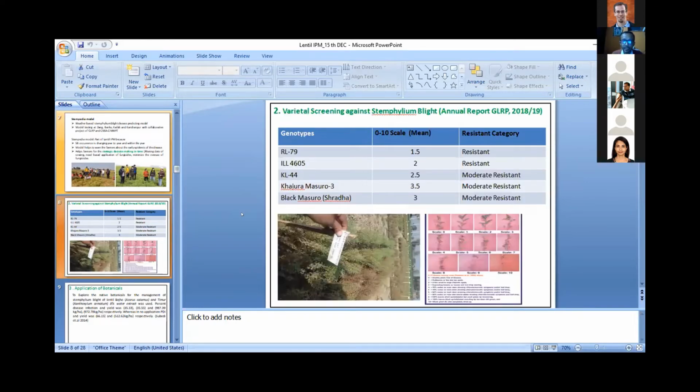And source of resistance is also a good tool of the IPM. Year to year, we screen different sources of lentil genotypes, and we have found that this genotype has shown a resistance level, moderate resistance category, against Stemphylium blight also.